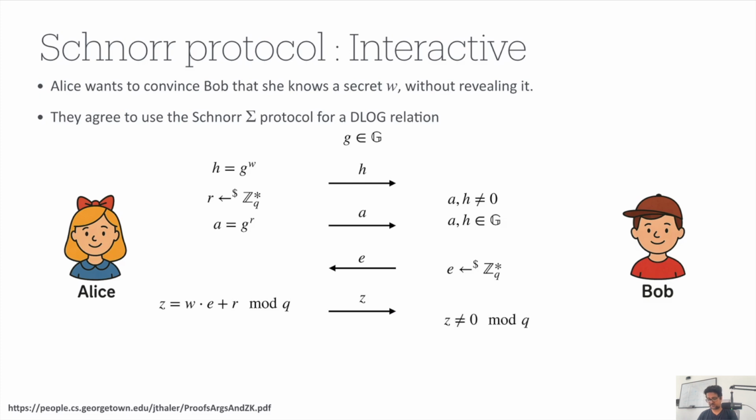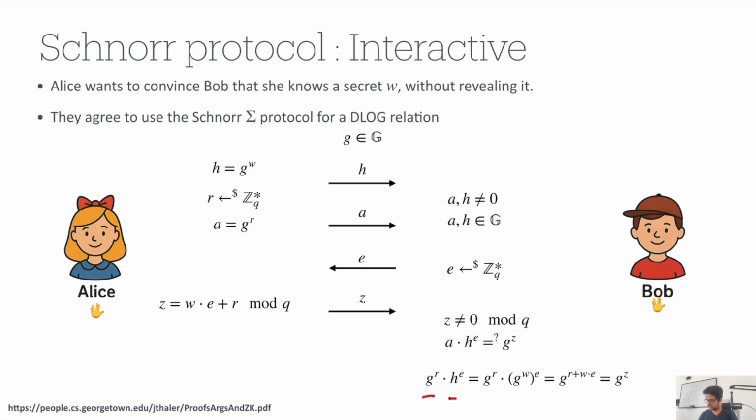So Bob has to check again that it's not a null value. And then if Bob manages to convince himself that A times H^E is equal to G^Z, then Bob knows that Alice knows the secret. And it's sort of easy to see because A is essentially G^R.